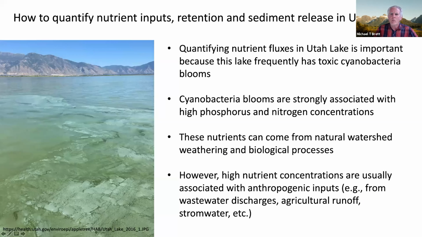This approach is important because the nutrient fluxes in Utah Lake determine the frequency that this lake has toxic cyanobacteria blooms. Cyanobacteria blooms are strongly associated with nutrient concentrations, nitrogen and phosphorus in particular. These nutrients can come from natural sources. All lakes have natural sources of nitrogen and phosphorus, but high concentrations of nutrients in lakes are very often associated with anthropogenic inputs, such as wastewater discharges, agricultural runoff, stormwater, which I have misspelt.